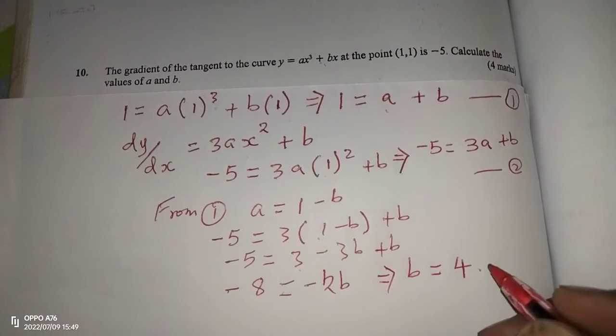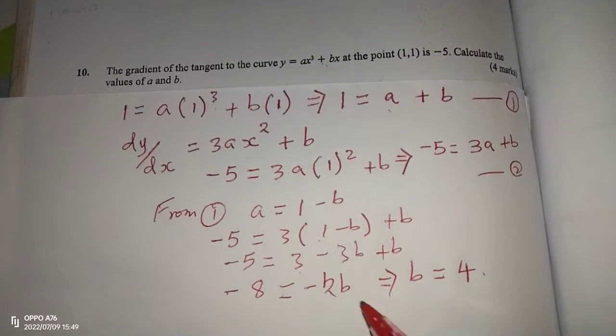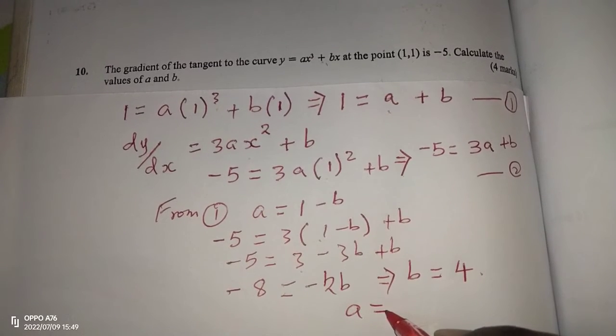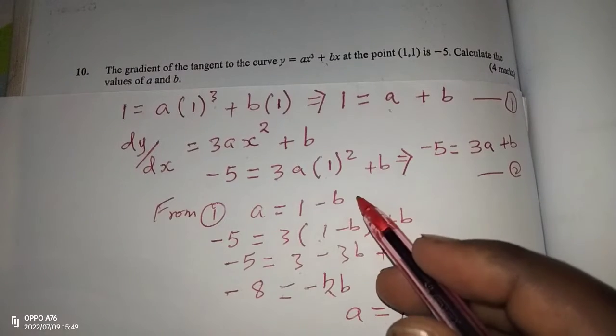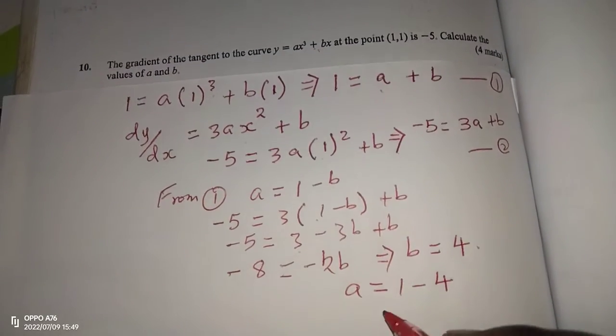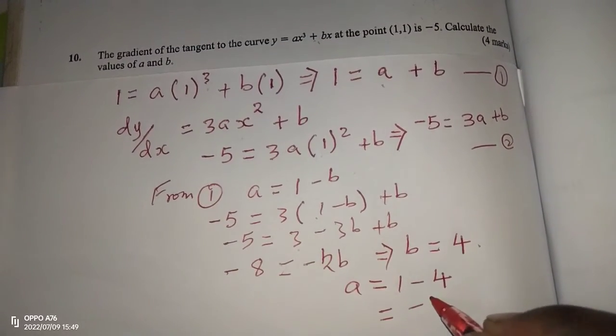So after getting the value of b as 4, we will say a equals 1 minus the value of b, according to this equation here. So a equals negative 3.